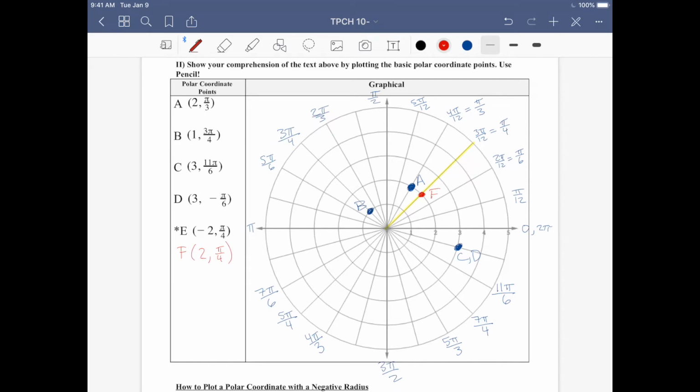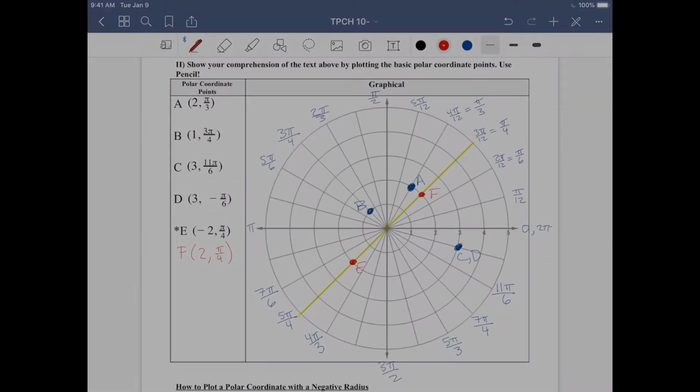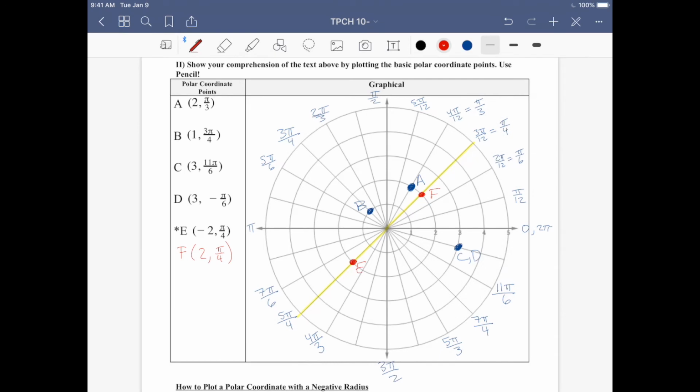So instead of being here, I'm actually going to swing backwards. So I'm going to highlight this angle. If I was at pi over 4 and I added pi, I would be at 5 pi over 4. I'm going to graph this one instead. This is where point E is. Negatives just tell us direction. So if I have a negative radius, instead of going on the line segment of my angle, I will swing it backwards. And that's all that's saying.